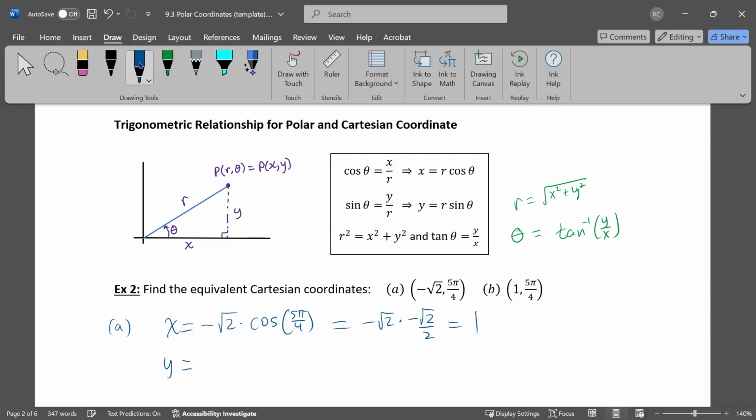And y is negative root 2 times sine of 5 pi over 4. That's also in the third quadrant, so also negative. We get the same thing.